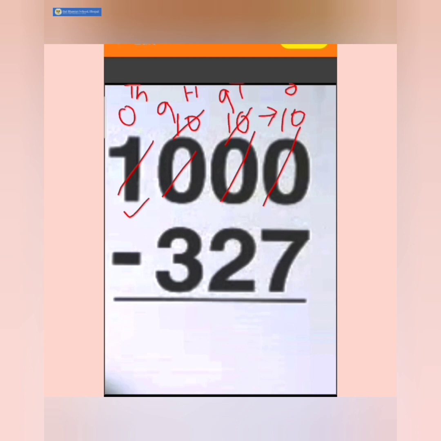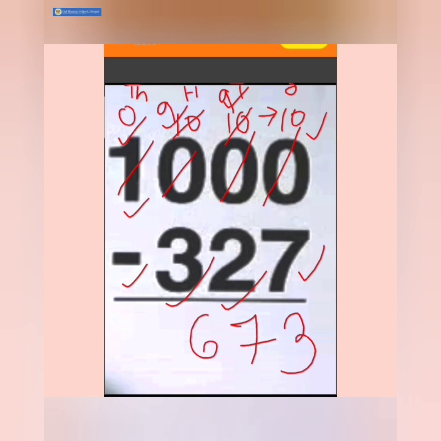Now the new number formed is 10 minus 7, 9 minus 2, 9 minus 3 and 0 minus nothing. Now 10 minus 7 is 3, 9 minus 2 is 7, 9 minus 3 is 6 and 0 minus nothing will be a 0, or you can also leave it. So the new number or the difference is 673.